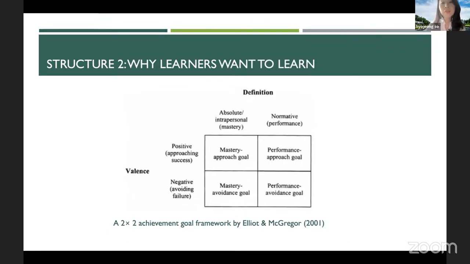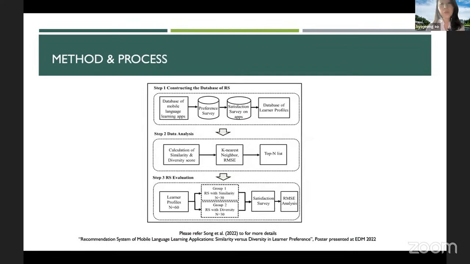About the second dimension, why people want to learn. Again, this is the framework that we use. This is the achievement goal framework proposed by these scholars. Basically, it looks at a 2x2, so there are four dimensions of why we want to learn something. It could be for mastery, or because you want to perform better than others. So there are many reasons why we want to learn. Through this framework, we try to classify learners in different ways.